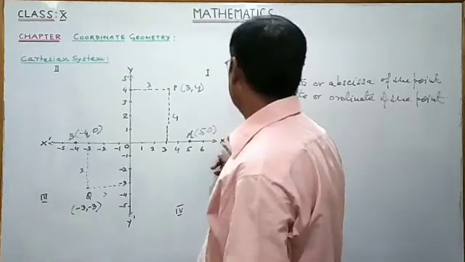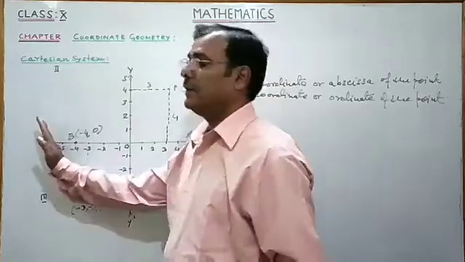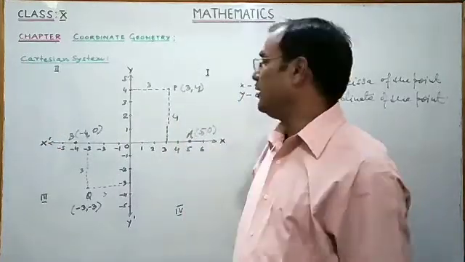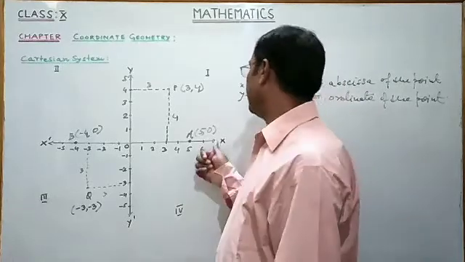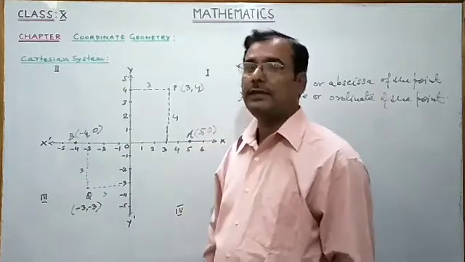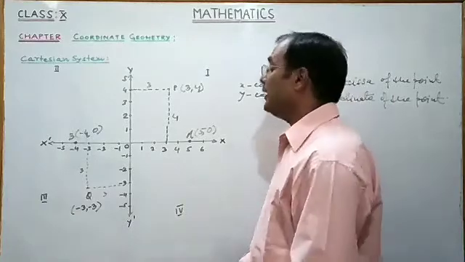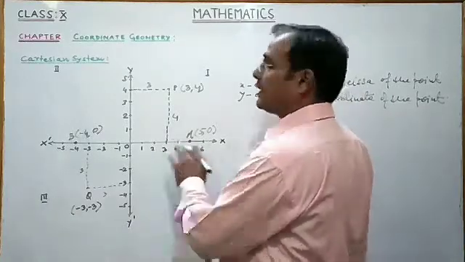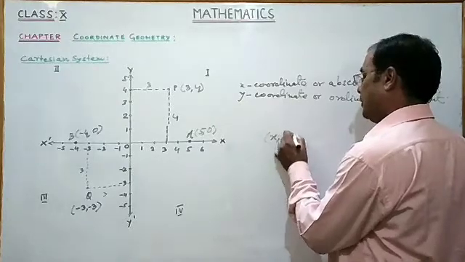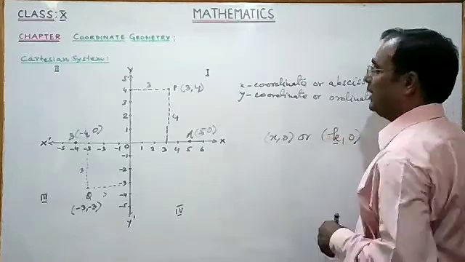Similarly, the y coordinate of all the points lying on the x-axis is always 0. Therefore, you can say that the ordinate of all the points lying on the x-axis is always 0. So any point lying on the x-axis can be of this form (x, 0) or (k, 0), where k is some real number.